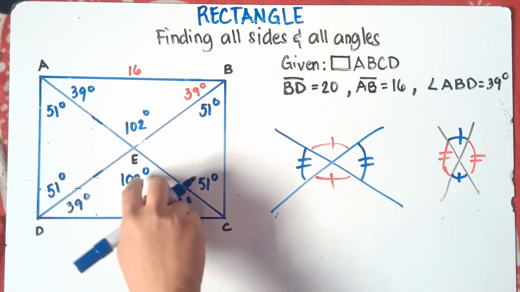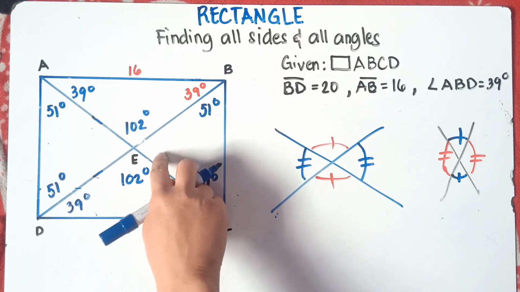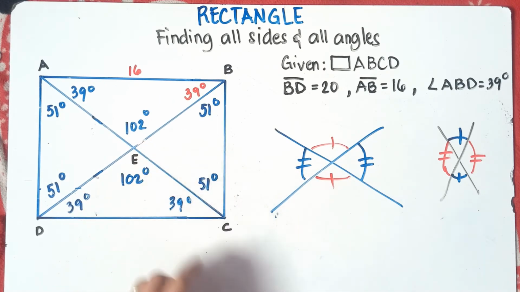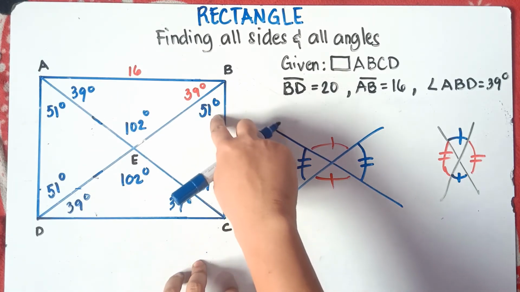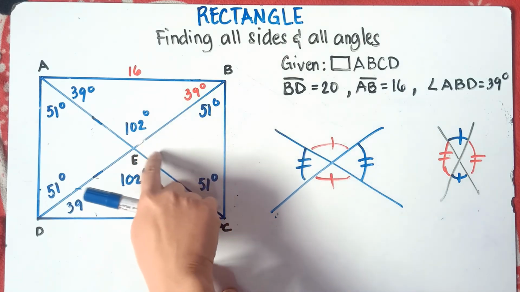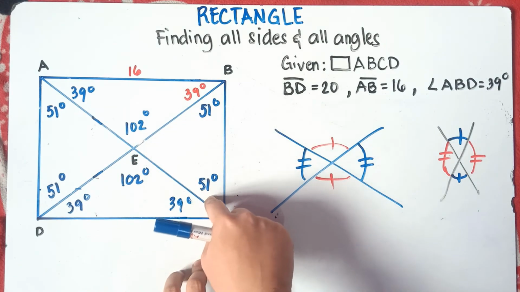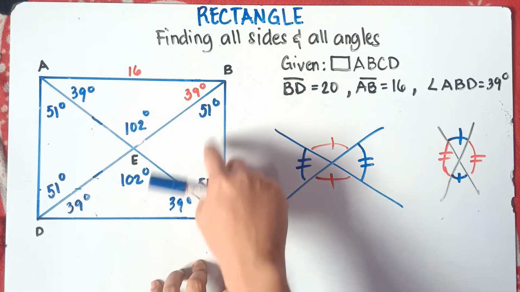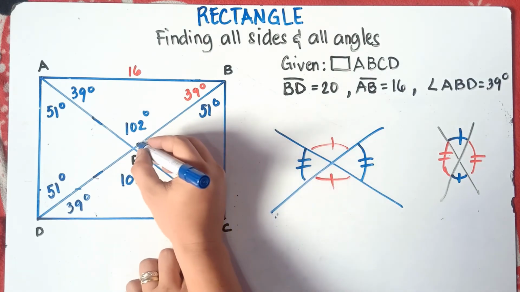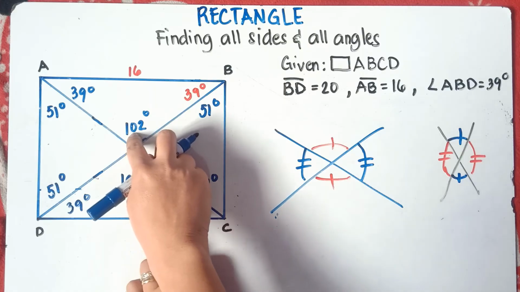Alright, if this is 102 degrees, what would be this angle, class? This one. What would be this angle? To find this angle, you can add 51 and 51. Then the sum of this one, you subtract from 180 to get this angle, because in a triangle, the sum of the angles is 180. Okay, you can do that one, class. But for me, class, I will just subtract this 102 from 180.